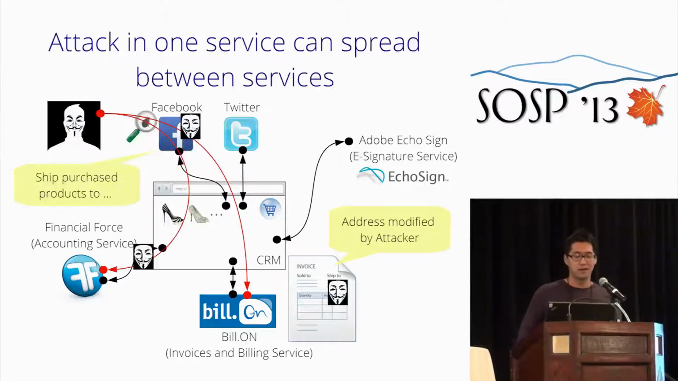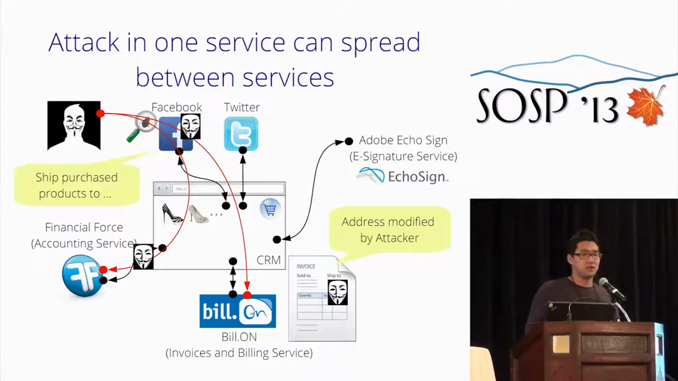What if there is a bug in Facebook so that the attacker can modify users' data in Facebook? For example, the attacker modifies the user's address in Facebook. Then when the user buys a product, we're going to create an invoice with the address that was modified by the attacker.